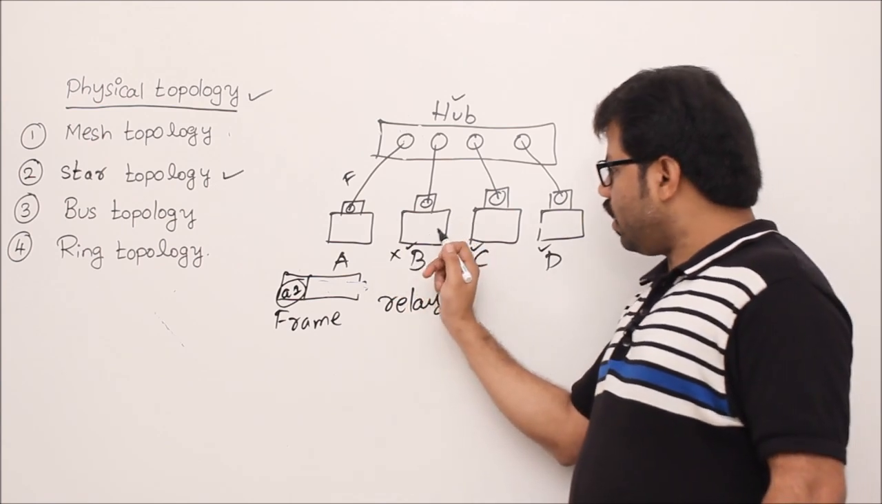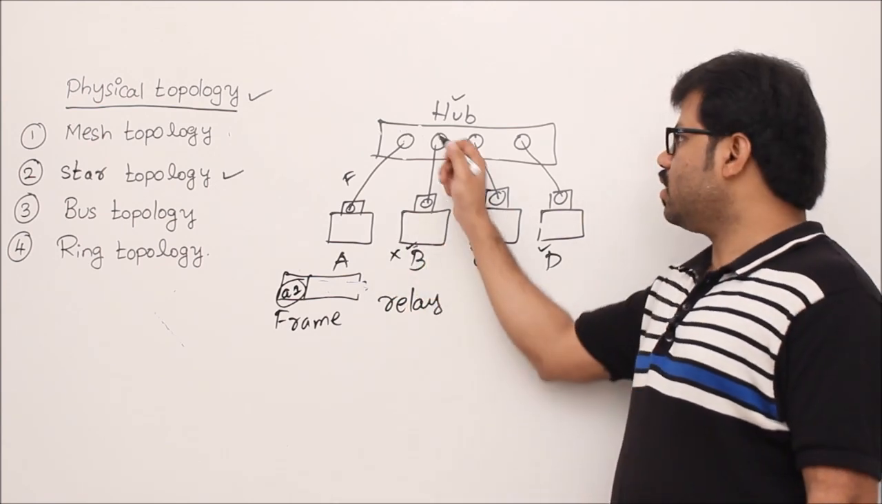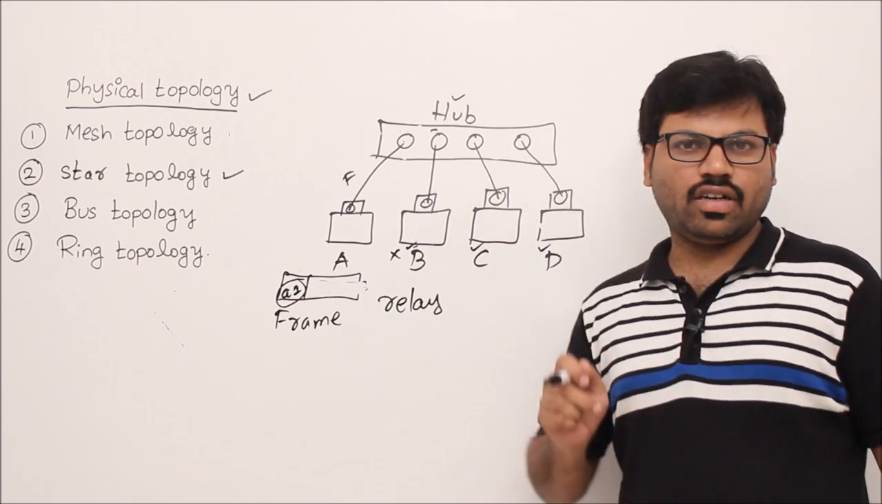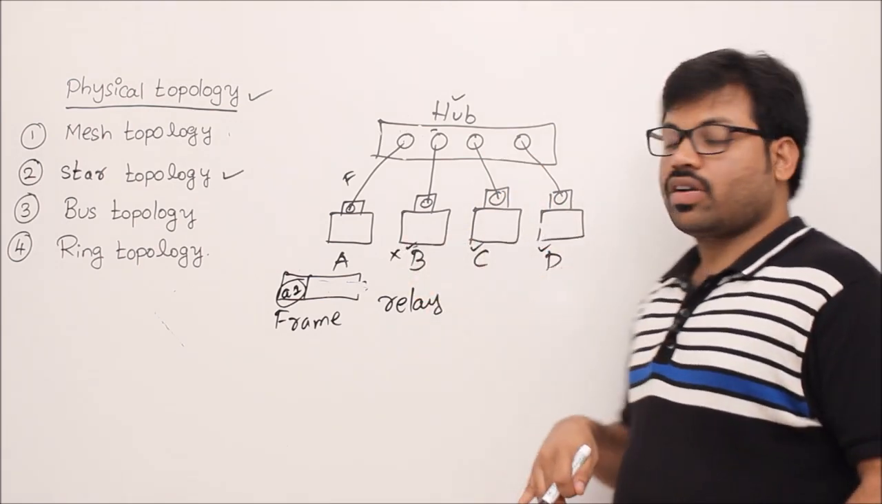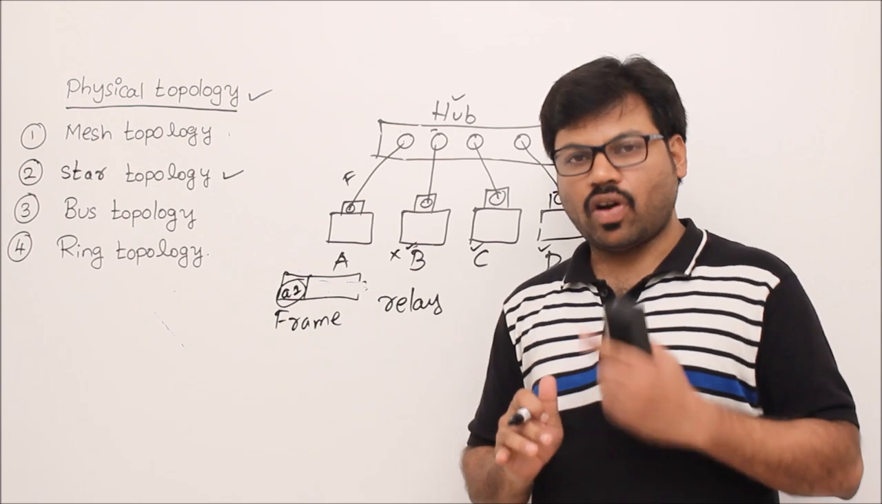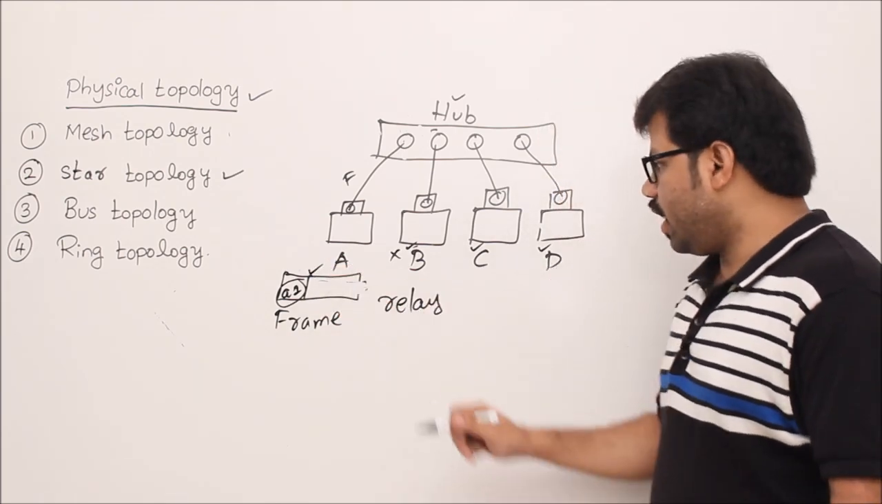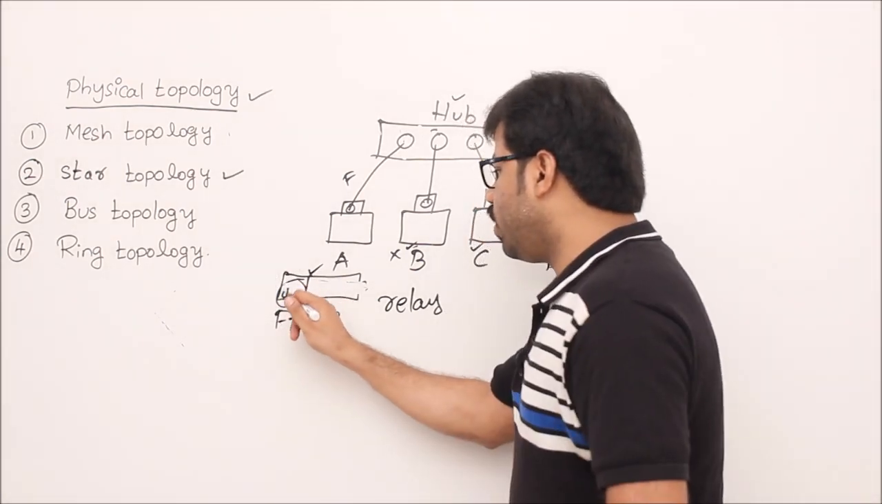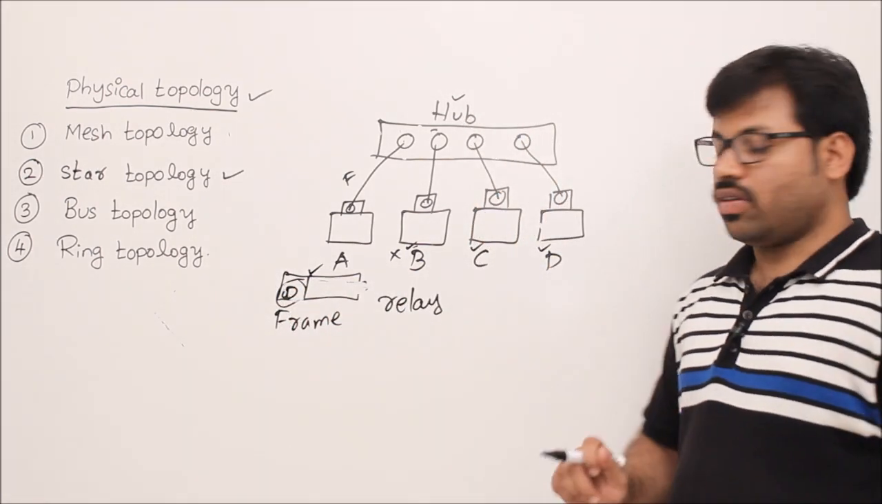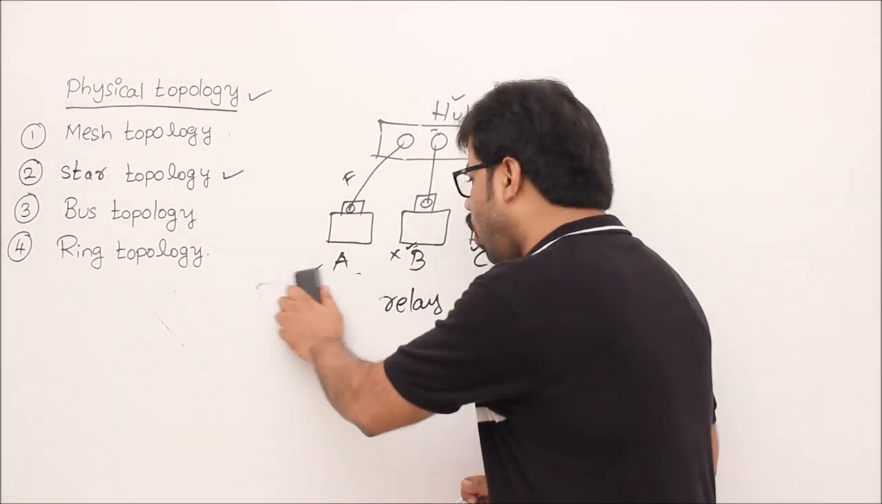Why, sir? Why don't they resend? What's the purpose? Because this hub is going to send it to everyone, right? So it's like a broadcast message, but there is a difference between broadcast and this one. Here finally this message will be read by only D. If this address is D, only D is going to read it. Now there is another way we can send a message, that is a broadcast message.